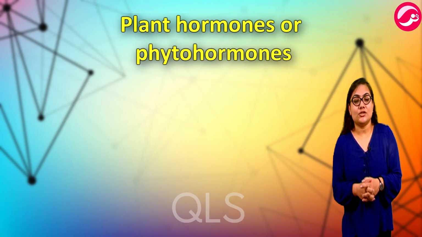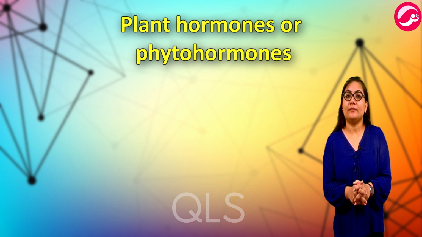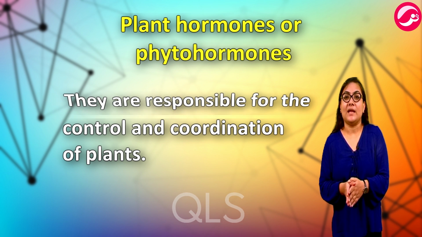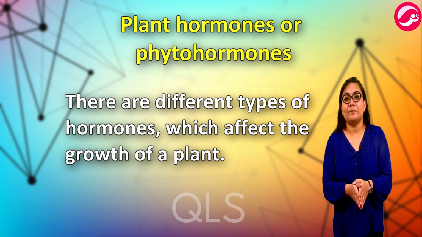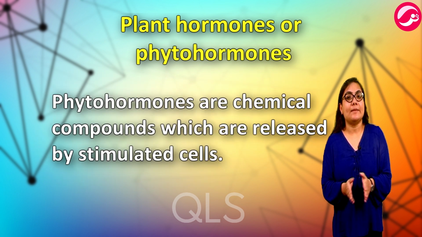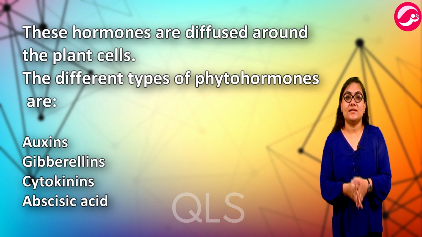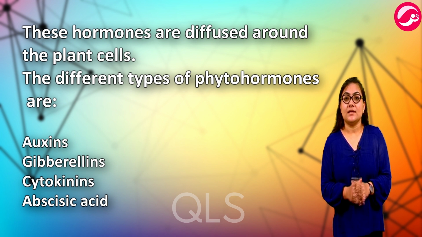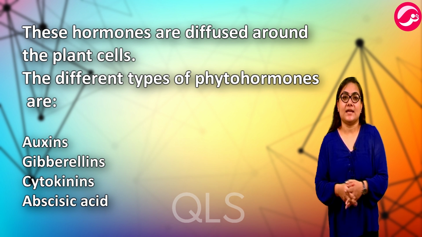Now, let's talk about plant hormones, or we can also call them phytohormones. They are responsible for the control and coordination of plants. There are different types of hormones which affect the growth of a plant. Phytohormones are chemical compounds which are released by the stimulated cells. These hormones are diffused around the plant cells. There are different types of phytohormones present in plants. These are auxins, gibberellins, cytokinins and abscisic acid.